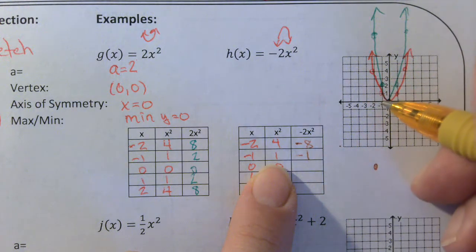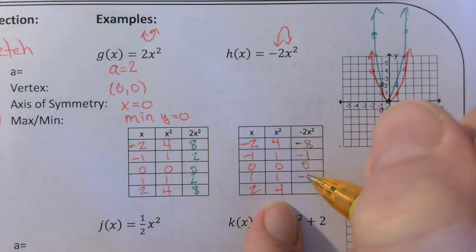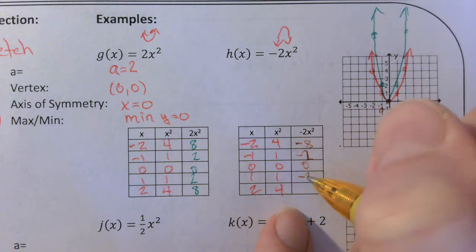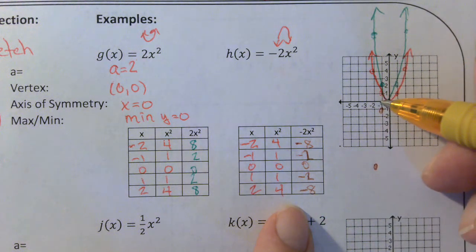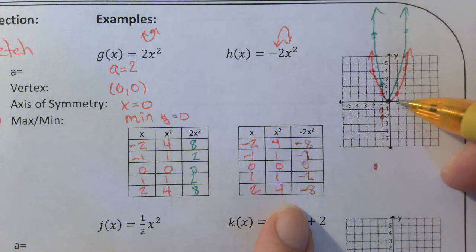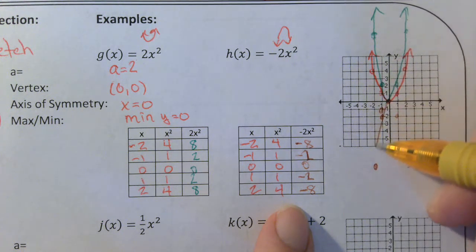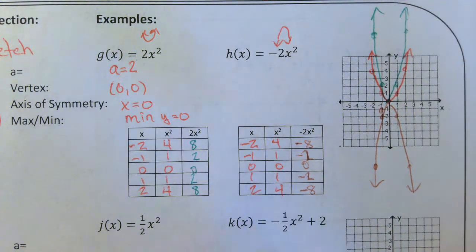-1, -1. 0, negative, oh, not -1, -2. Sorry. -2 and -8. So let me fix that. That should be -1, -2, and 2, 8. And there is my downward facing parabola that is a little skinnier.